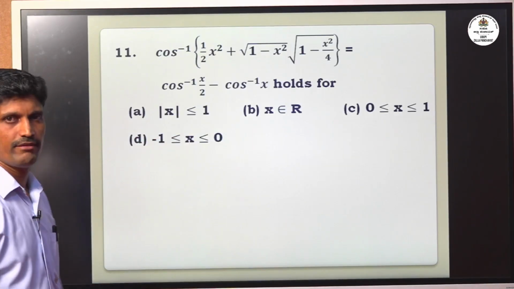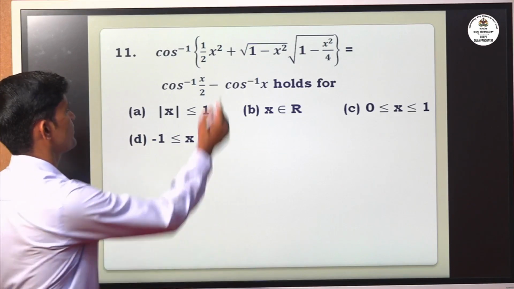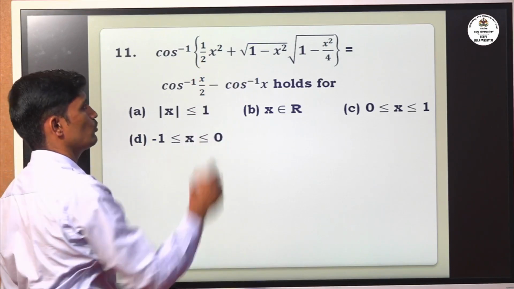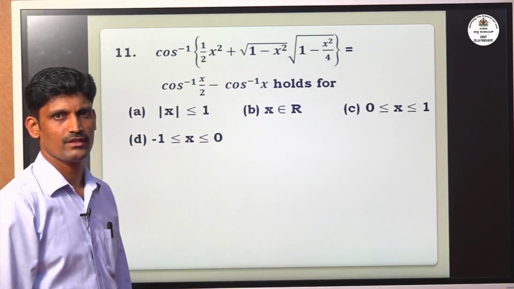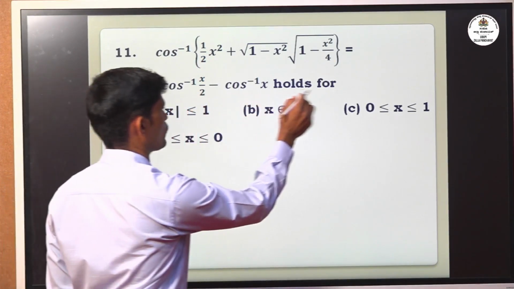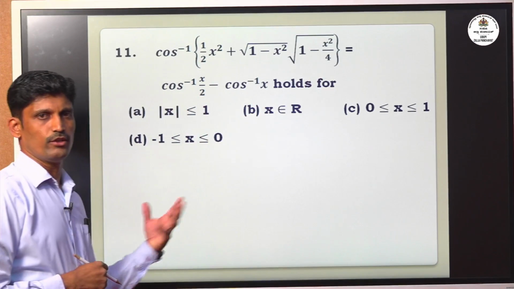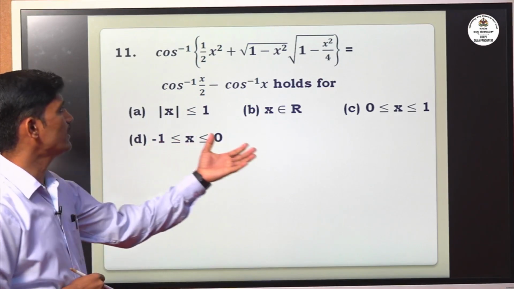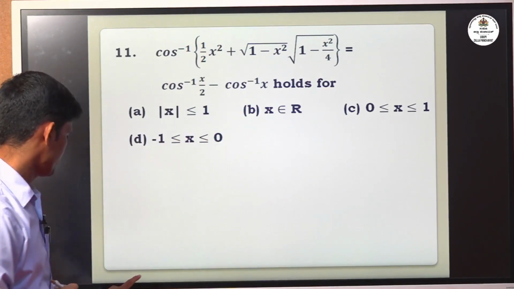Next question number 11, cos inverse of 1/2 into x square plus √1 minus x square into √1 minus x square by 4 is equal to cos inverse x/2 minus cos inverse x holds for what value of x? For which value of x is this true.